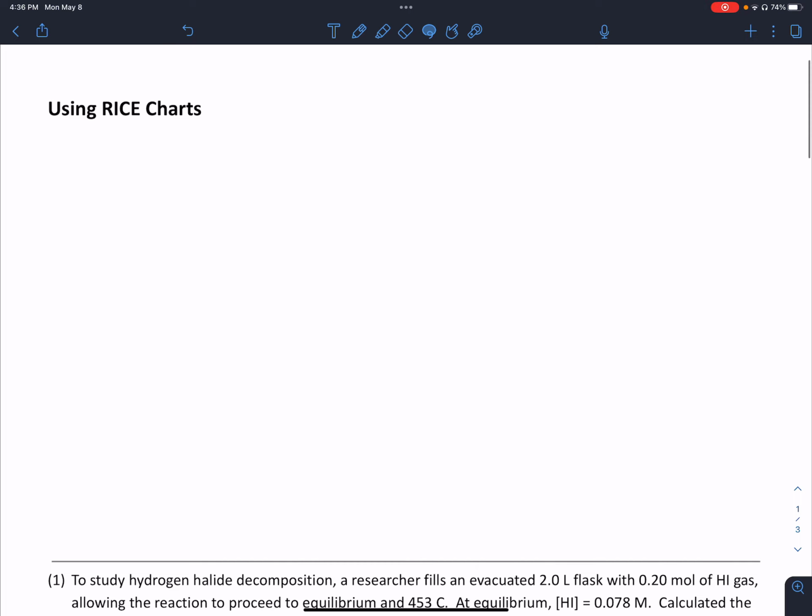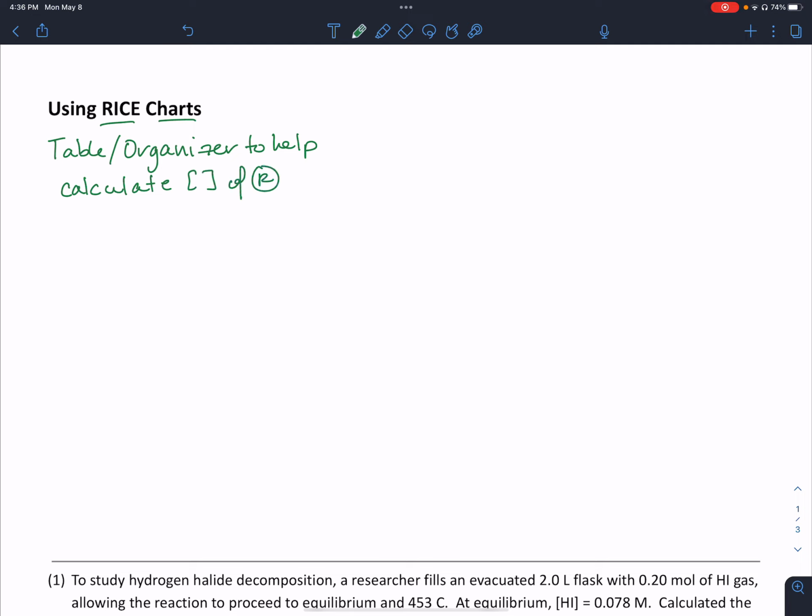All right, so a rice chart, it's really a table, or you can think of it as an organizer. And we use it to help calculate concentrations of reactants and products at equilibrium. All right, now you might say, well, Dr. Nigro, we already did that.